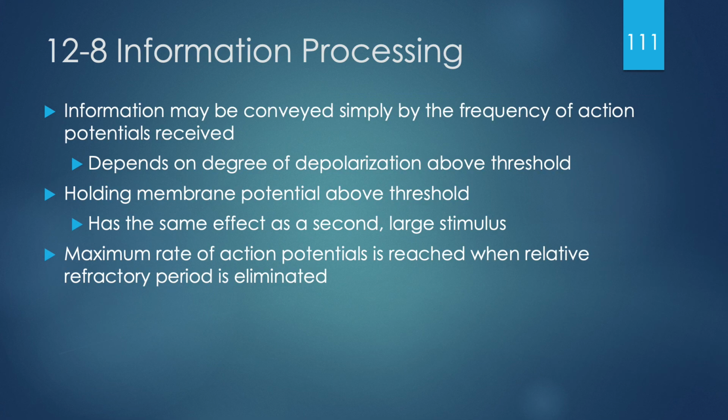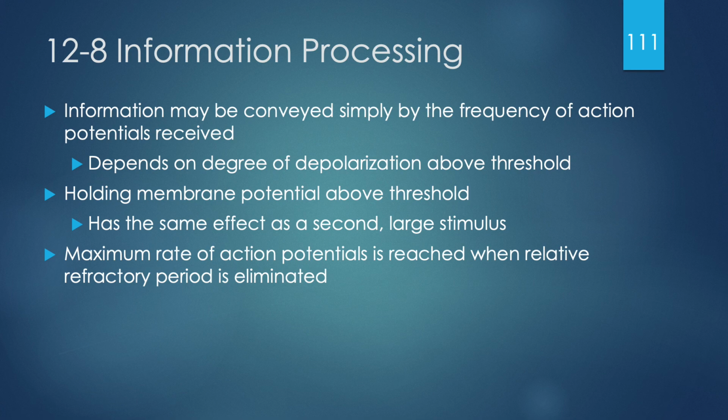In some instances, the way that information is processed is just by the frequency or the rate of action potentials received. This can be modified, of course, in a number of different ways, and this will depend upon the degree of depolarization above threshold. If we have a neuron with a high level of depolarization that remains above threshold, it's basically the same thing as having a second large stimulus come along. So it keeps triggering action potentials for as long as it's held above threshold.